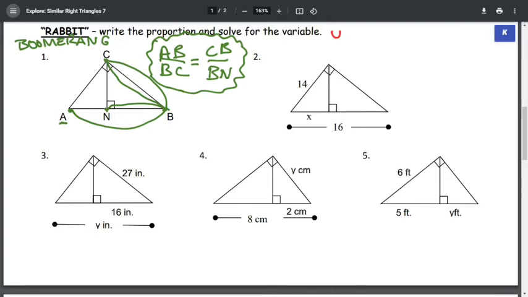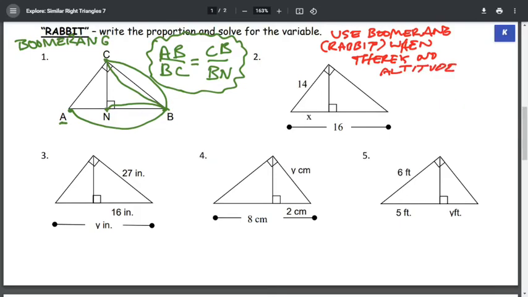So we use boomerang, or if you want to call it rabbit, in parentheses rabbit, when there's no altitude in these problems. So make sure we keep that in mind. So that's how we know which to use in our situations here. Another thing to see is just like that previous one, we see that those two are going to be the same. So that should be the same number or variable depending on what we have.